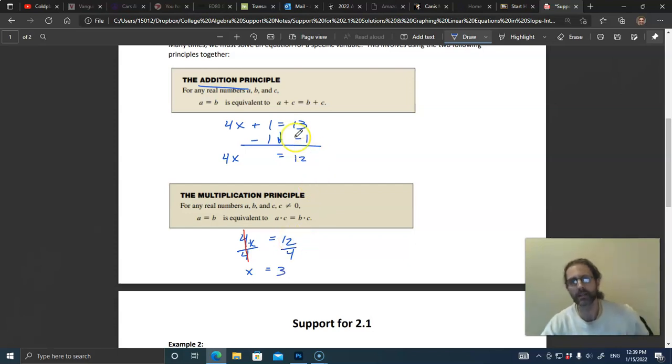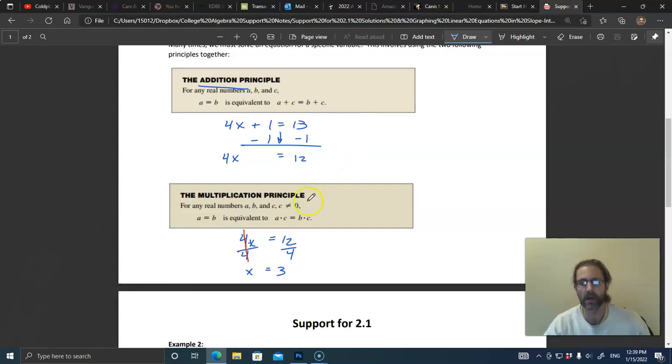But you can see we had to use both of these principles. All right, so hopefully you should already know how to solve these linear equations, guys. If not, come see me. I can give you a video from my transitional algebra class where I go over it in much, much more detail, okay, from scratch, in other words.